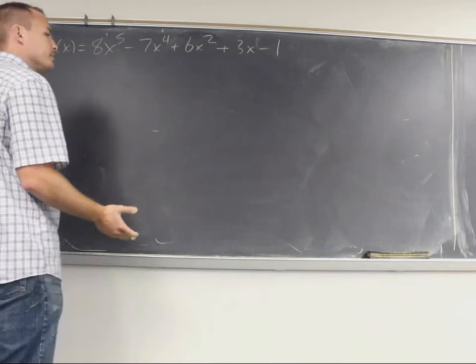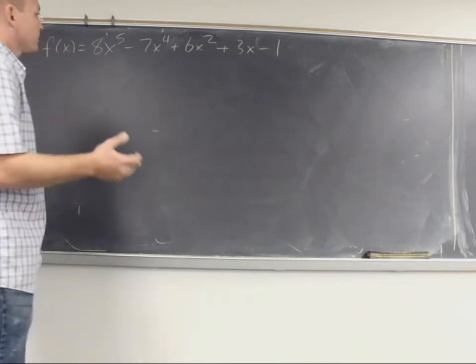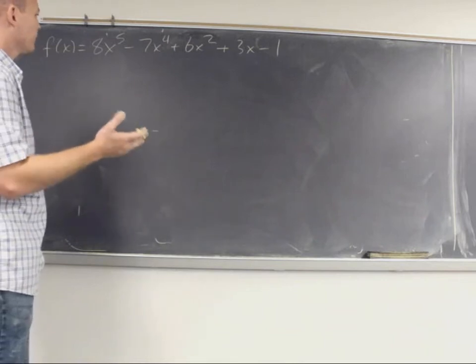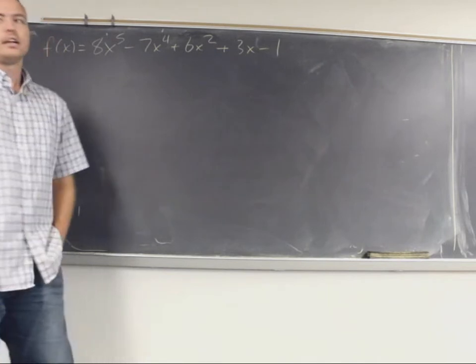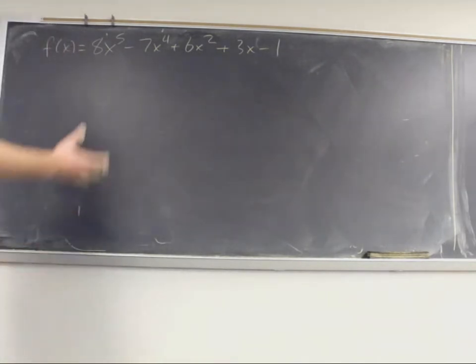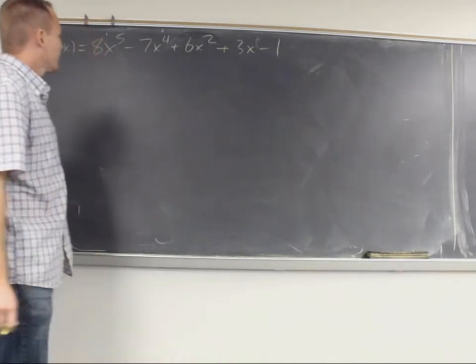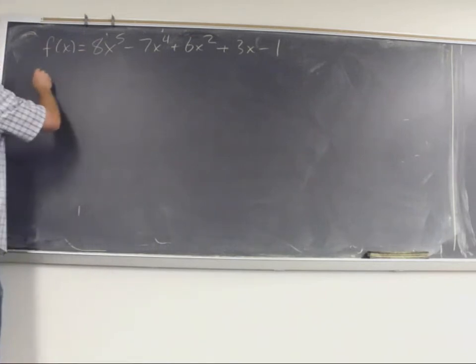We can't use the AC method because that's for quadratics. We can't use factor by grouping. There are too many terms here, and none of the groups have really anything in common that would be worth sharing. So we have to have a way to be able to factor this and to find the zeros of it. And so this is what we're about to get into, called synthetic division.